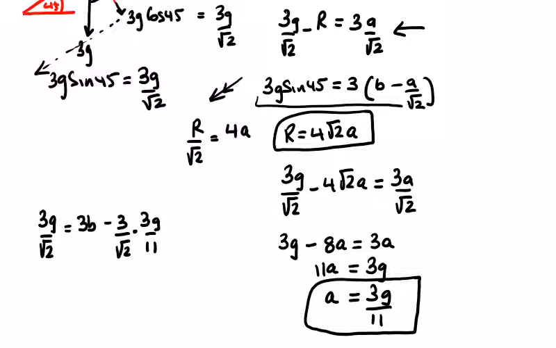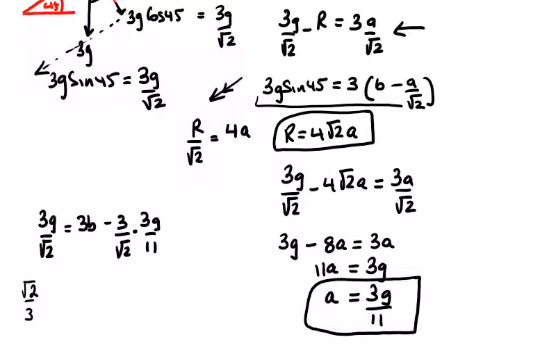So multiply by root 2 again, maybe. 3g is equal to 3b over root 2. I could divide by 3 as well. I'll do that at the next stage. So let me delete that. I'm going to multiply by root 2 and divide by 3. So multiply everything by root 2 over 3.